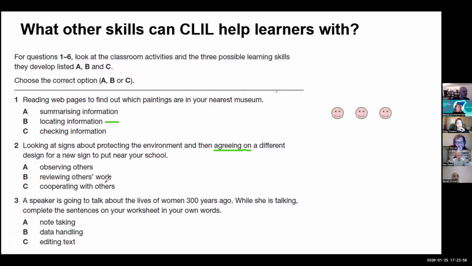Would we say number 2 is cooperating? Yeah, cooperate. It's working together, isn't it? Yeah, good. I think that's more some note taking. Yeah, isn't it? Again, a useful skill.